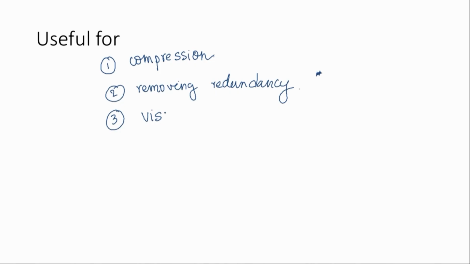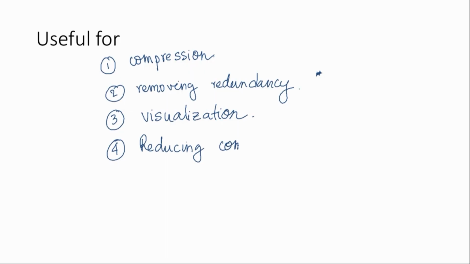Visualization, excellent. What else? Reduce the cost of supervised learning techniques. Reduce the cost. What kind of cost? If dimensions are more, then it will take more time to process. Reducing the time complexity of downstream processing.